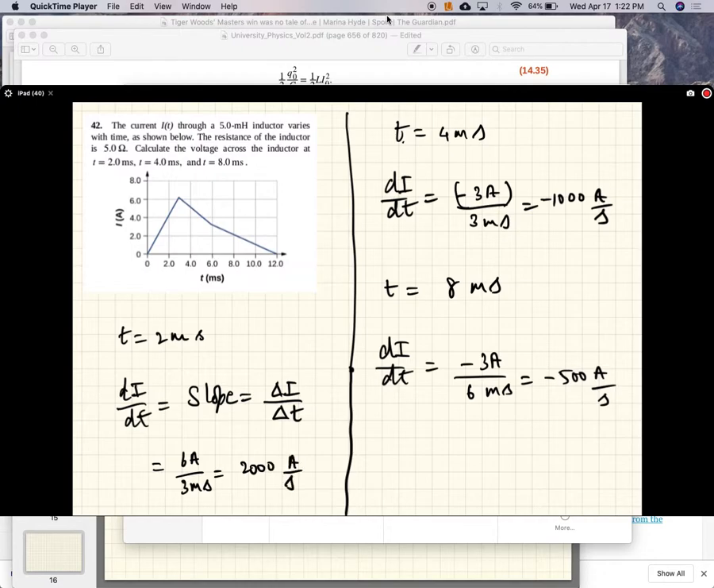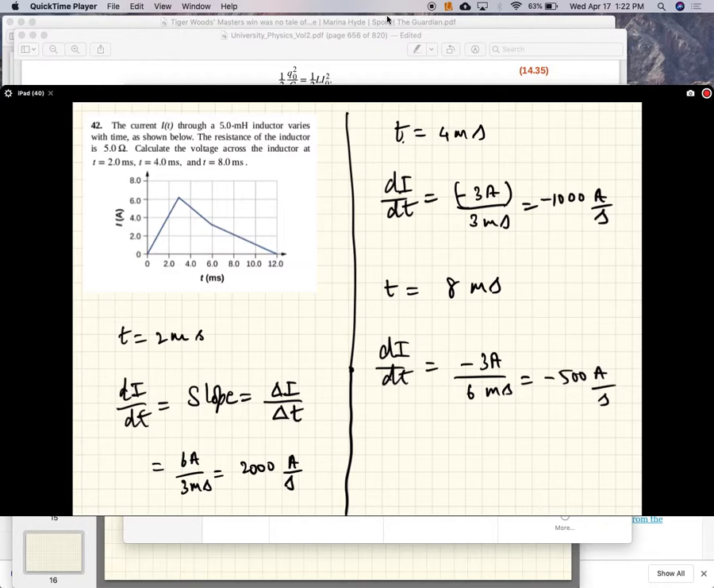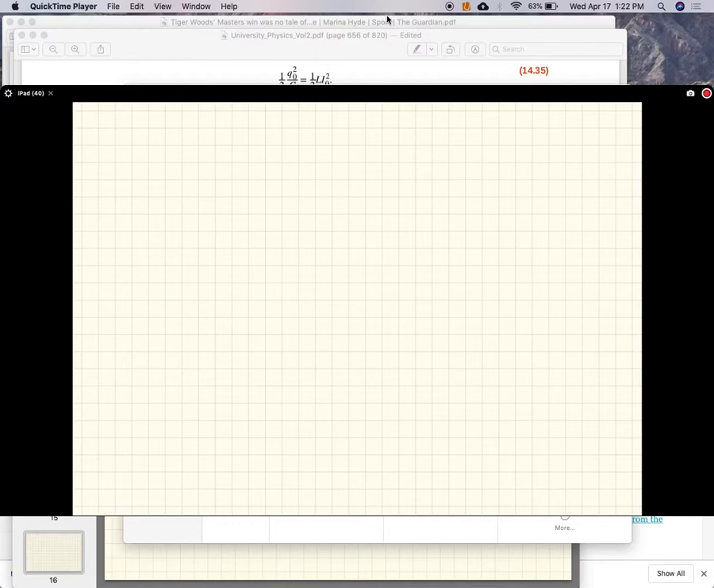All right. What is it that we want to find? We just set up the problem. The current through the 5 millihenry inductor varies with time as shown below. The resistance of the inductor is 5 ohms. Calculate the voltage across the inductor at these times. So we've got to be careful of this, and make sure we understand it.